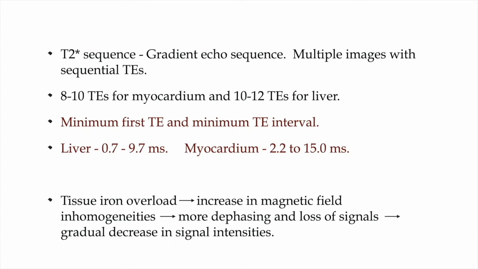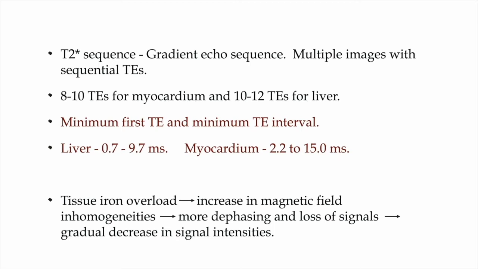T2 star sequence is a gradient echo sequence. This sequence contains multiple images with sequential TEs. Usually 8 to 10 TEs are involved in the myocardial T2 star MRI sequence and 10 to 12 TEs for the liver sequence. The main factor to consider here is that your first TE should be as minimum as technically possible, and there should be a minimum TE interval in between.